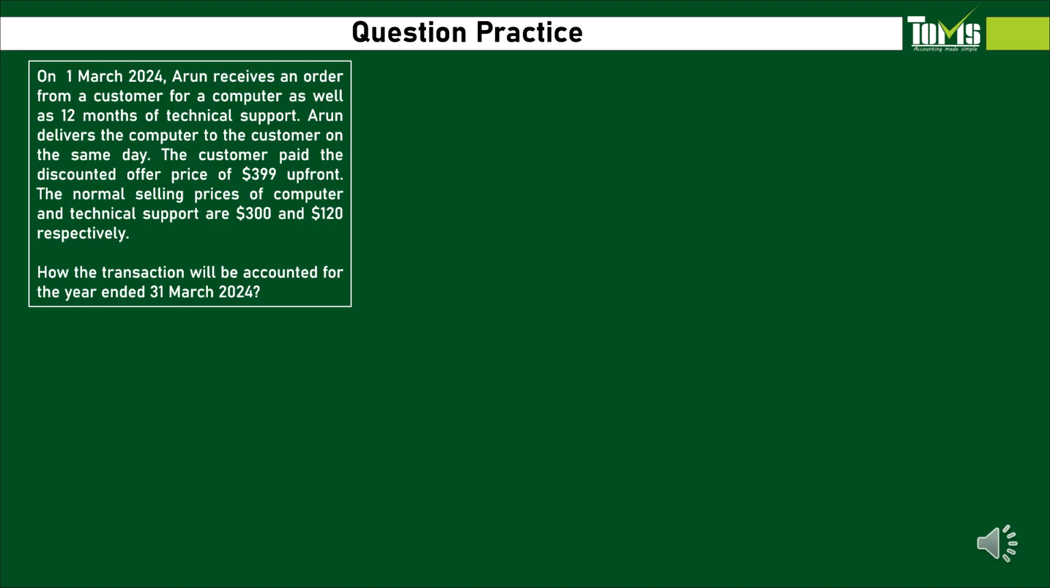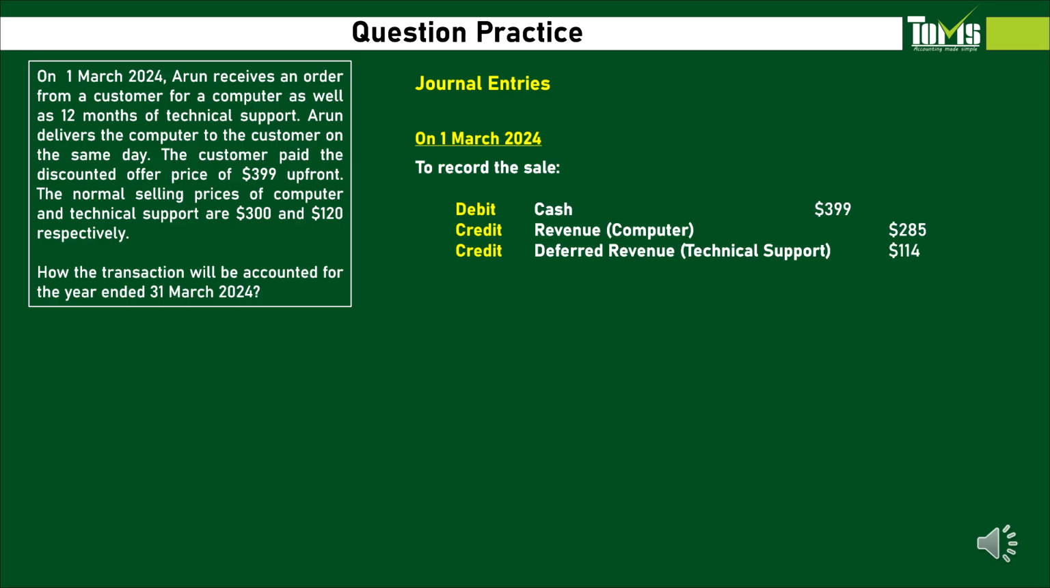Let's also see the journal entries for this question. First, to record the sale on March 1st. Debit, cash, $399. Credit, revenue, computer, $285. Credit, deferred revenue, tech support, $114.